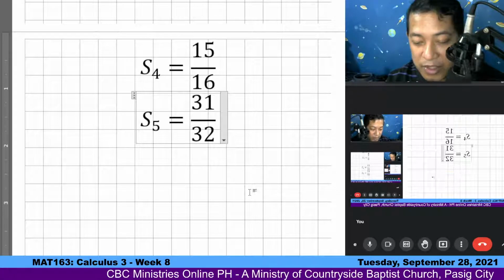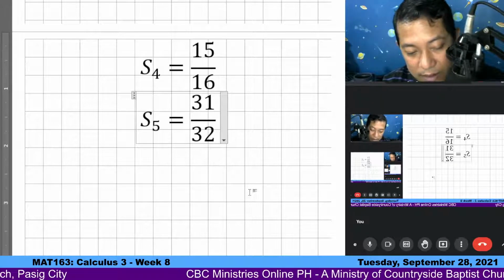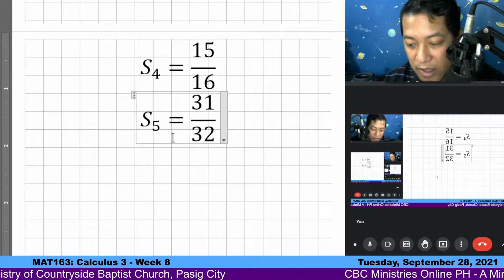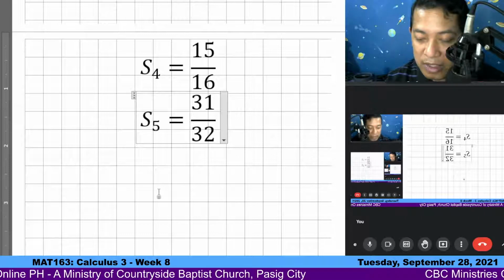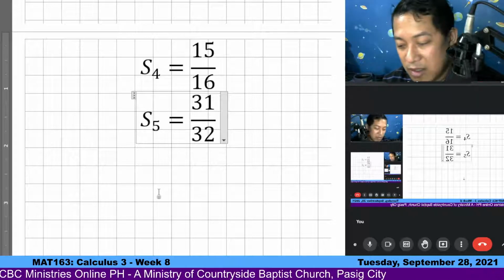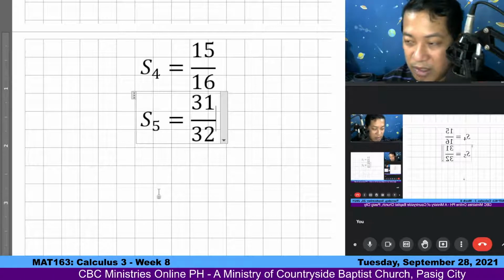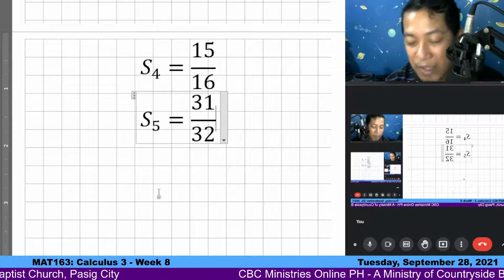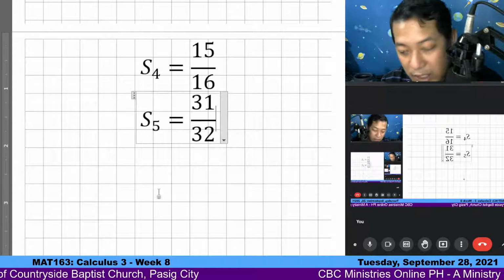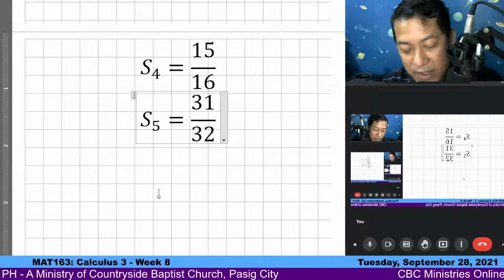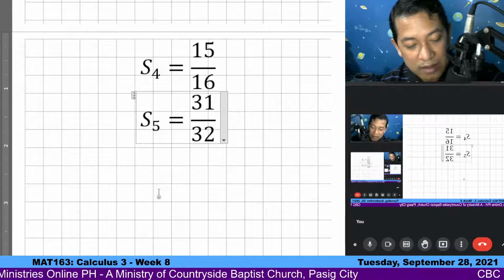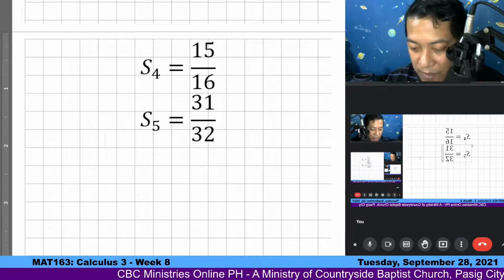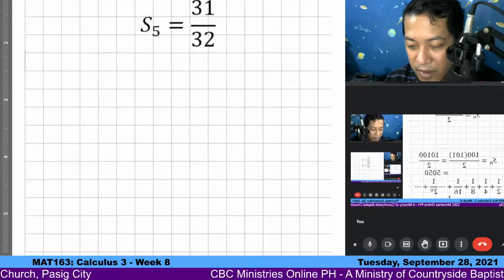Notice that it will obviously approach 1, so the limit of the sum approaches 1. If we continue to S6, it becomes 63/64. S7 is 127/128. So it is almost 1 but not equal to 1, and it will never be equal to 1. That is what we call a limit. If there's a limit, there exists a real number that is the limit. Therefore, from this example, we could say that there's a limit for the sum.